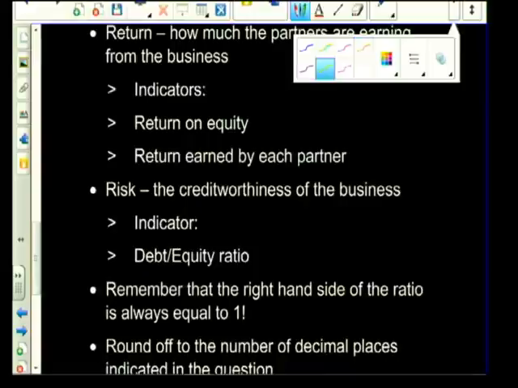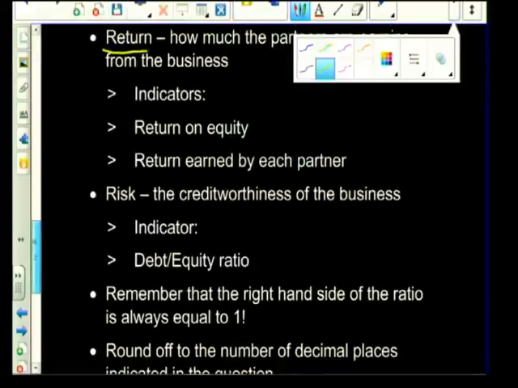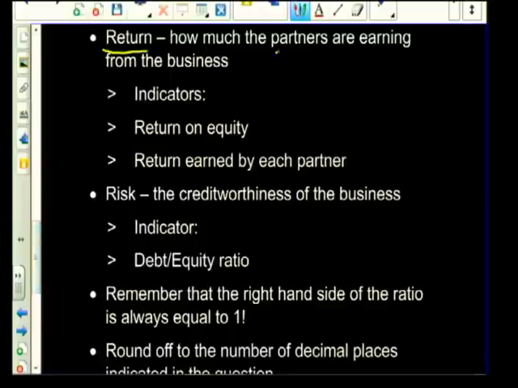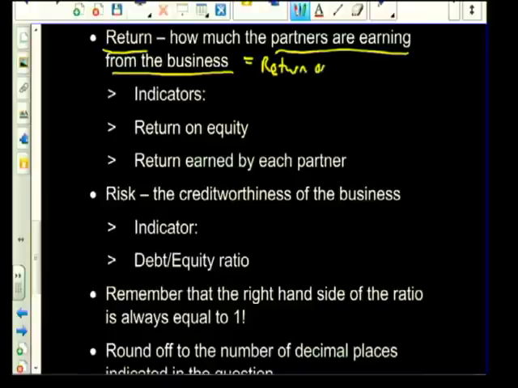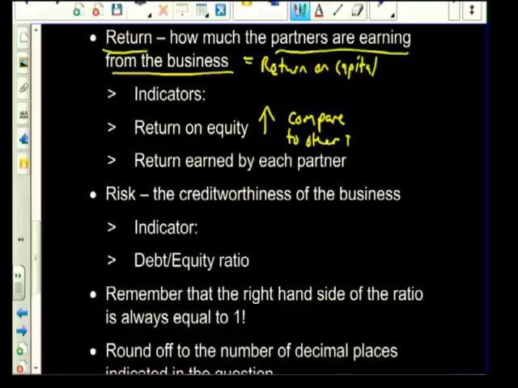Firstly, we have the return ratio. The return ratio tells us how much the partners are earning from the business. This is the same ratio as the return on capital that we had in grade 10. It just works out a percentage and tells you how much the partners are earning from the business. And we want this to be as high as possible. And what we do with this ratio is we compare it to other investments.